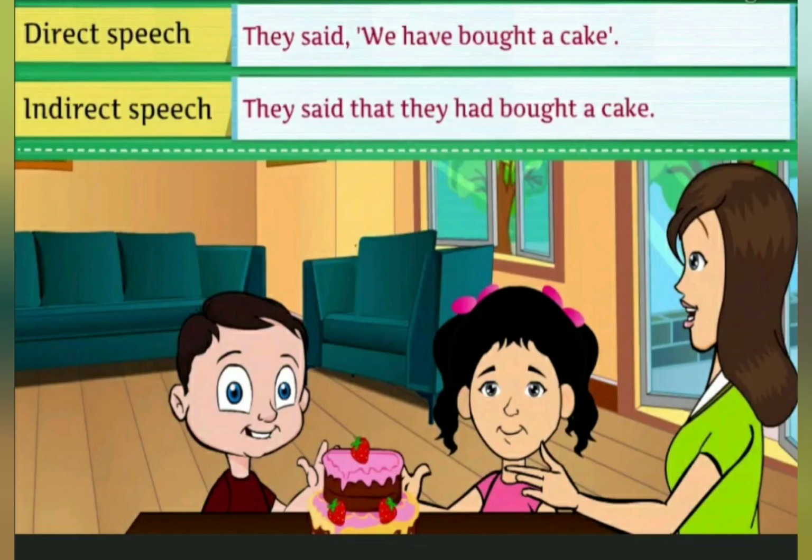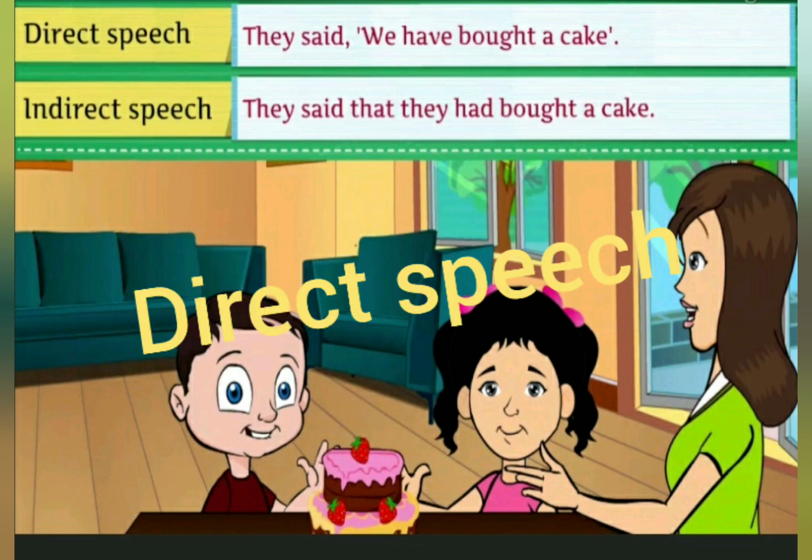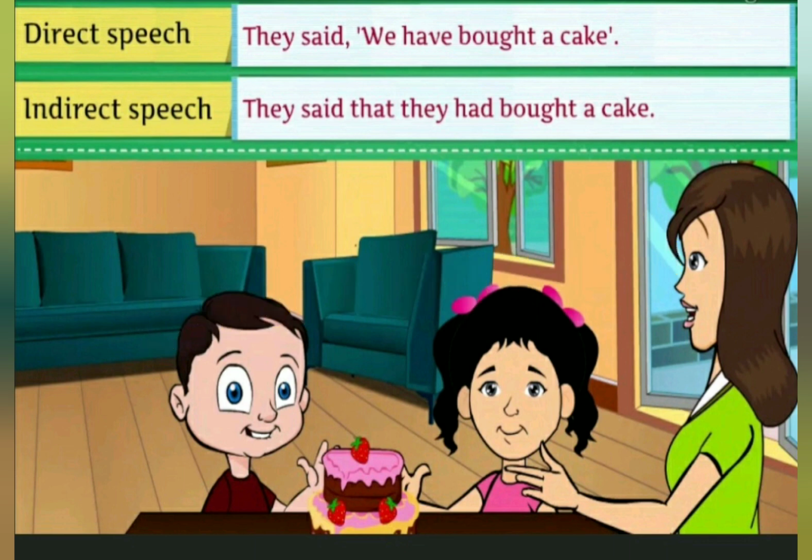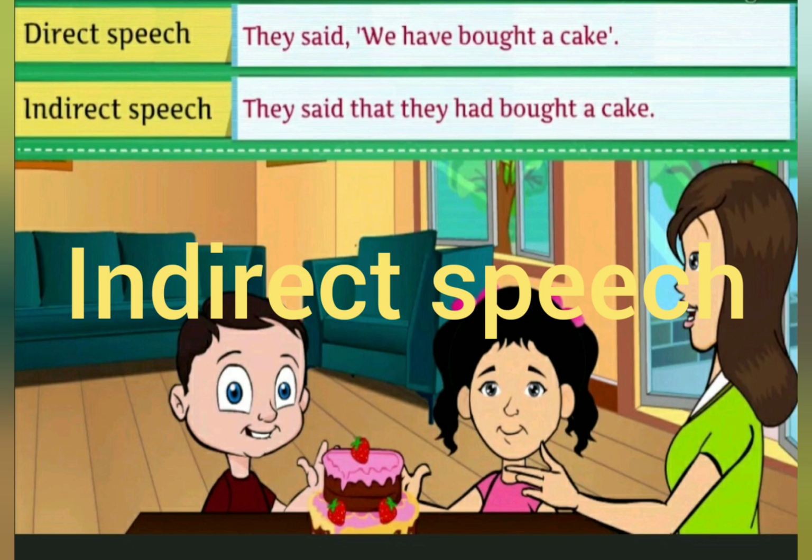Let's again understand it with the help of this example. The example of direct speech: They said, "We have bought a cake." When you convert the same sentence into indirect speech, you write, "They said that they had bought a cake." So looking at the example, it is clear that in direct speech, we always use the actual words the speaker has said. And when we say the same words in our own language to another person, we use indirect speech. And most of the words are changed here.